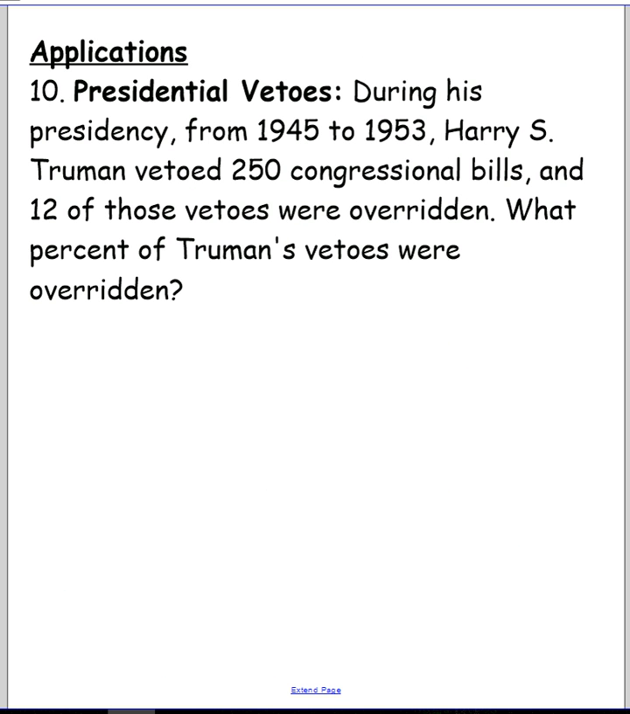So let's apply this to story problems. During his presidency, from 1945 to 1953, Harry S. Truman vetoed 250 congressional bills, and 12 of those vetoes were overridden. So what percent of Truman's vetoes were overridden? So this sounds easy for that. P over 100 equals A over B. But let's use our R times B equals A formula to figure it out.